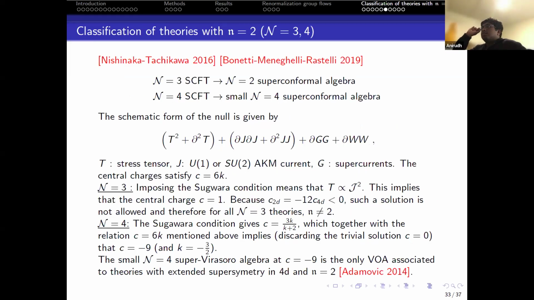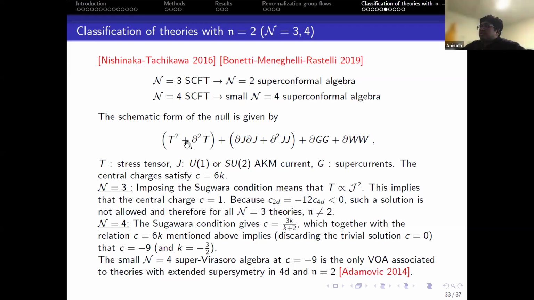Okay, so let's first do the case of N equal to 3 and N equal to 4 theories. These are much simpler to handle. If you have an N equal to 3 or N equal to 4 theory, the corresponding VOA has a sub VOA, which is the N equal to 2 superconformal algebra. And if it's an N equal to 4 SCFT, it's called the small N equal to 4 superconformal algebra. In both cases, these algebras are generated by the stress tensor, the affine Kac-Moody currents, the supercurrents, and then you can also imagine you can have a W generator if you want to write a null of this sort.